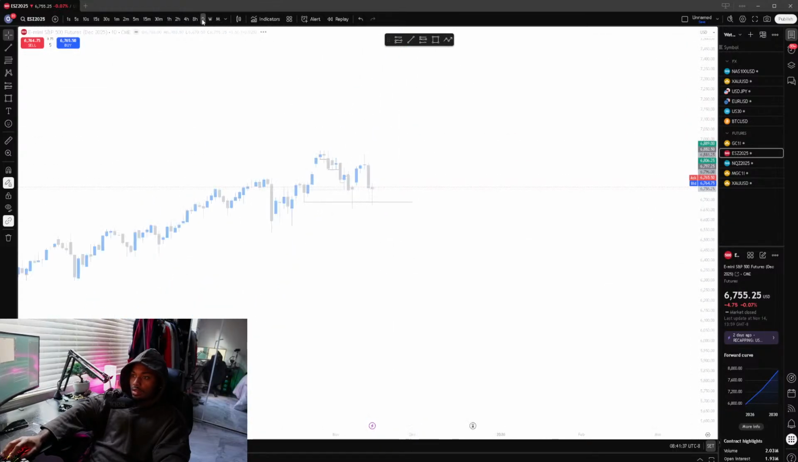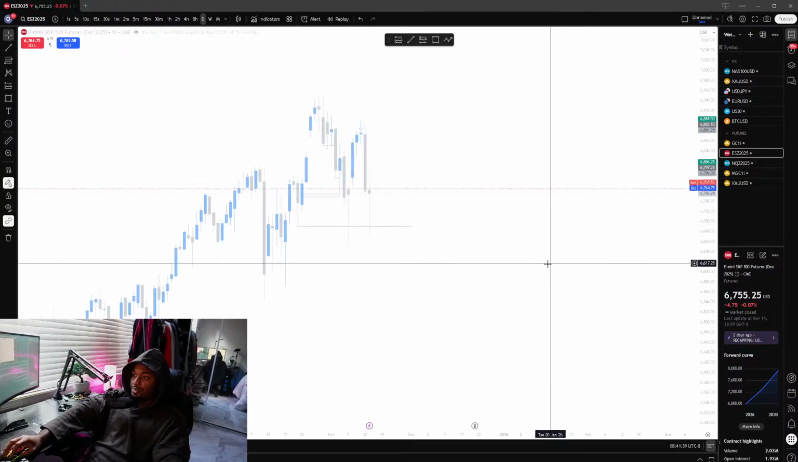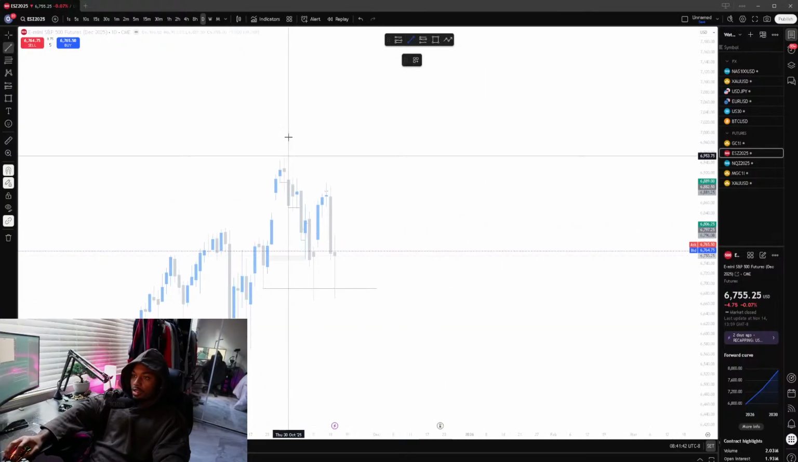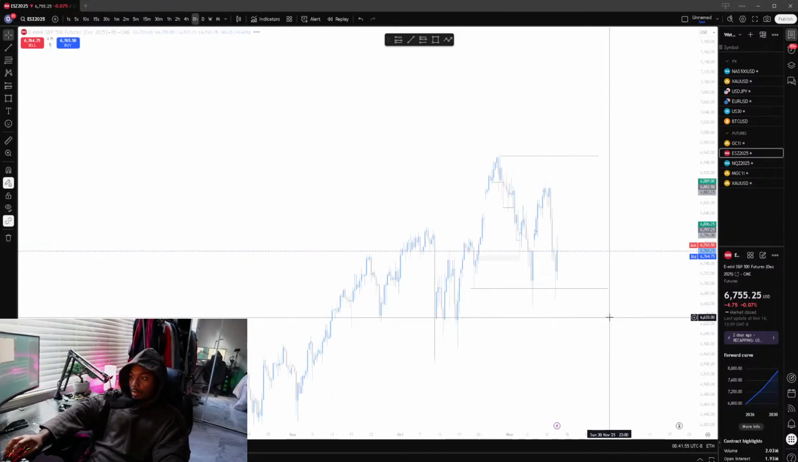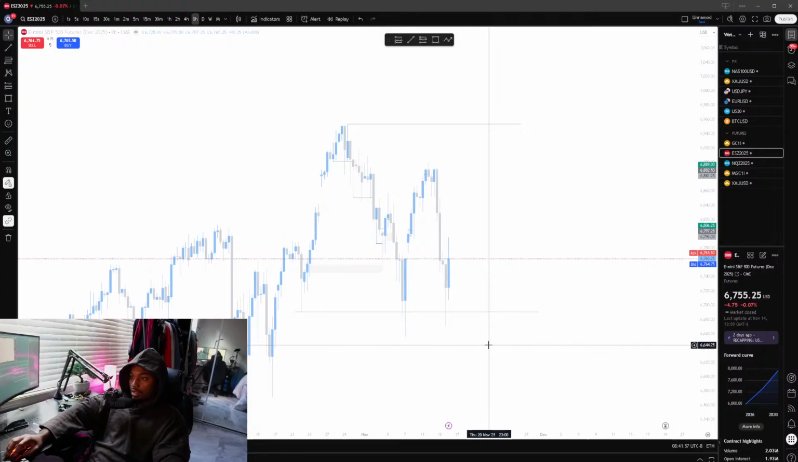Okay. And yeah, so let's keep going. So on the daily, this is our liquidity that we want to see get ran. So that's our target for the week, to see this daily high get ran. So now let's drop down to our 8-hour. What is our 8-hour telling us?